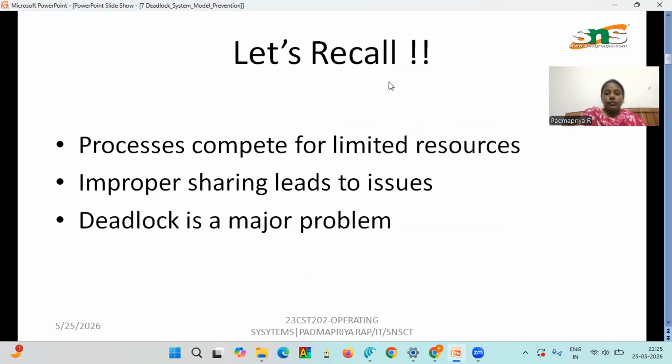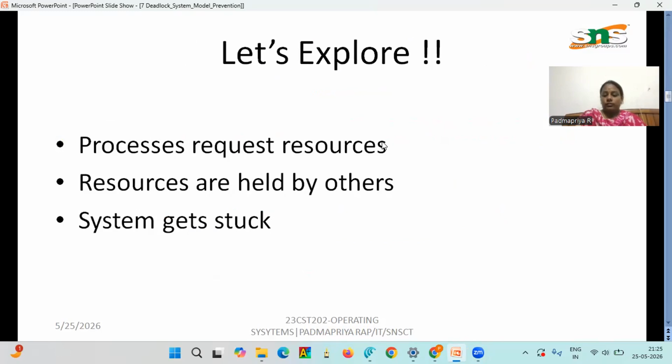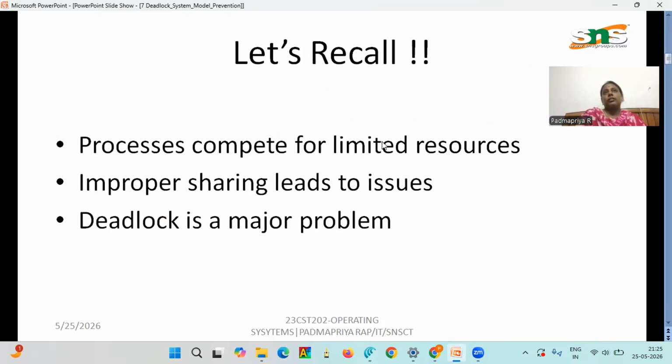Before entering the topic, let's recall the previous session. In the previous session, I explained about the process and its resources. Generally, processes compete for limited resources. Based on the system model, the resources can be limited. So processes can compete for access to that particular resource. Improper sharing leads to issues.